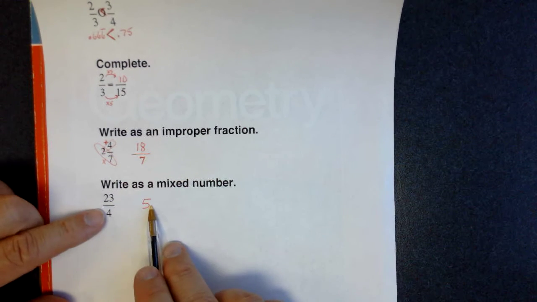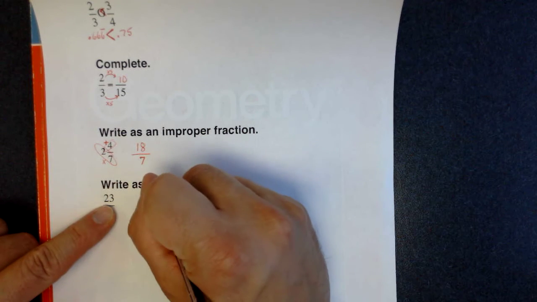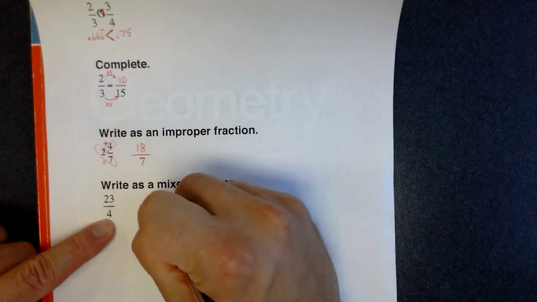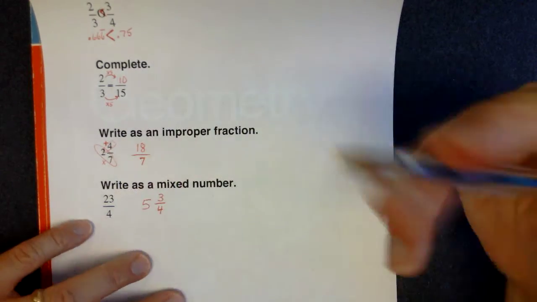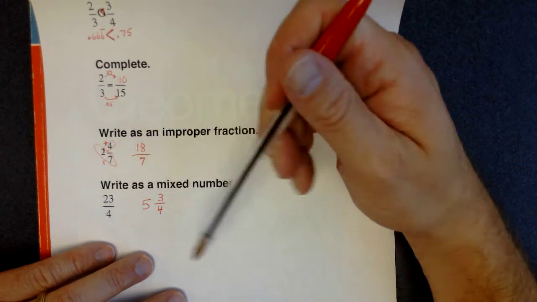And if you multiply 5 times 4, you get 20. Now if you take 20 away from 23, you have 3 left over. That's going to be your numerator. And your denominator will stay the same. Now if you want to check to make sure you did it right, you can just kind of redo what we did up here. Just do the reverse of this.